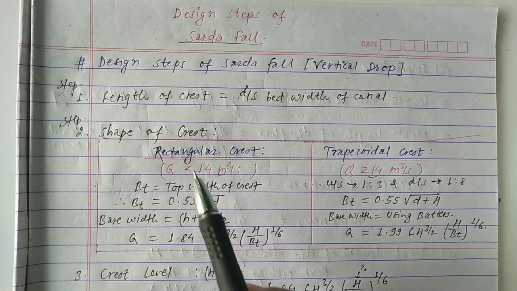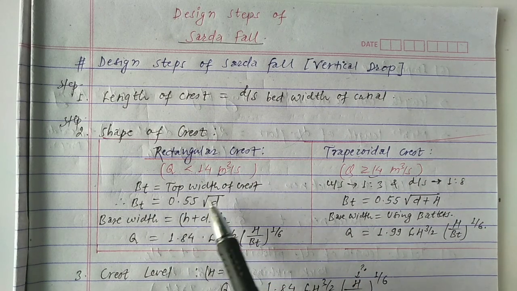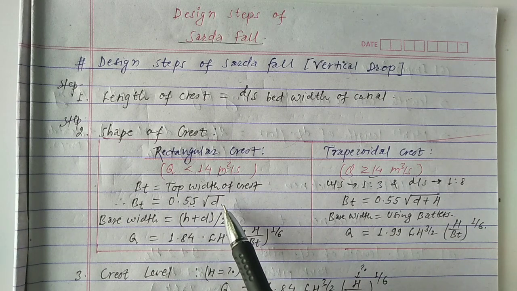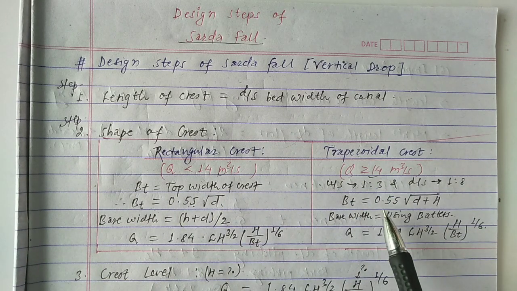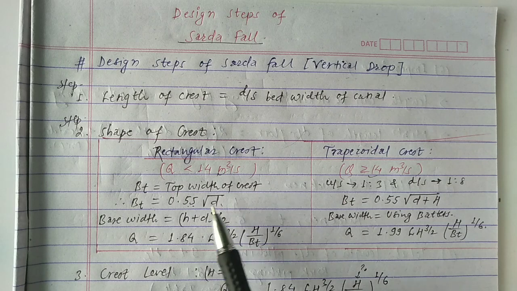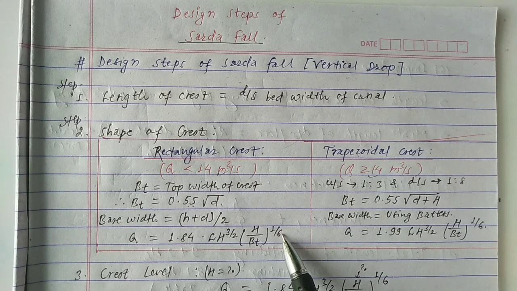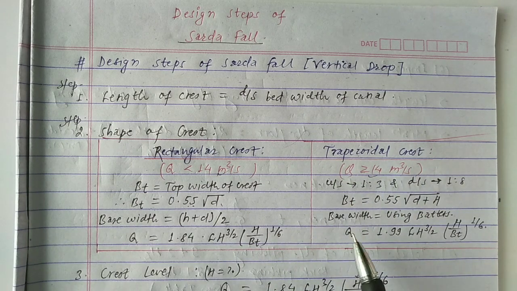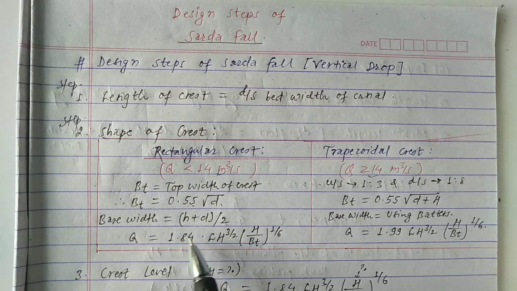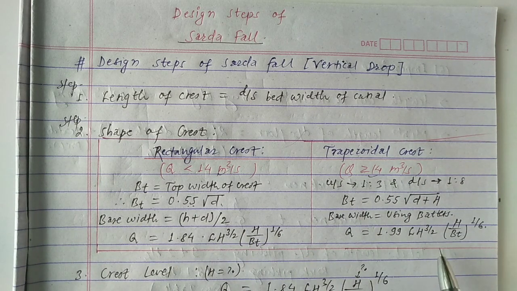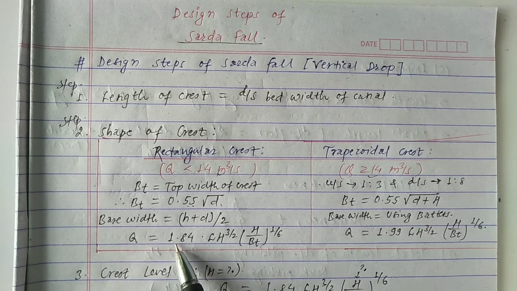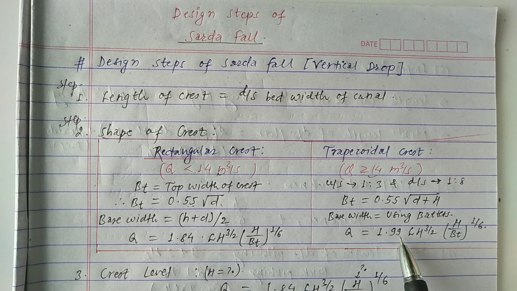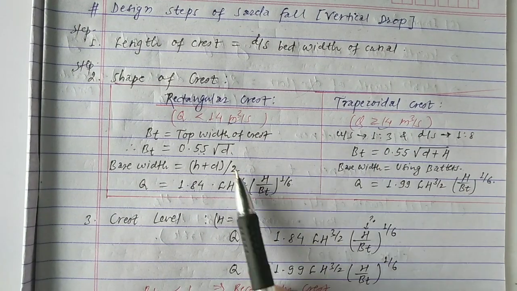Whenever we provide a rectangular crest, the top width of crest is Bt equal to 0.55 root d, and for the trapezoidal crest Bt equal to 0.55 root (d plus h), and base width equal to (h plus d) by 2. For rectangular, the discharge is Q equal to 1.84 L H to the power 3 by 2 times (H by Bt) to the power 1 by 6. For the trapezoidal crest, the discharge formula changes only in this constant. Otherwise all values are the same, and instead of 1.84 we use 1.89 for the trapezoidal crest. So we use this formula and you can simply determine all these parameters.